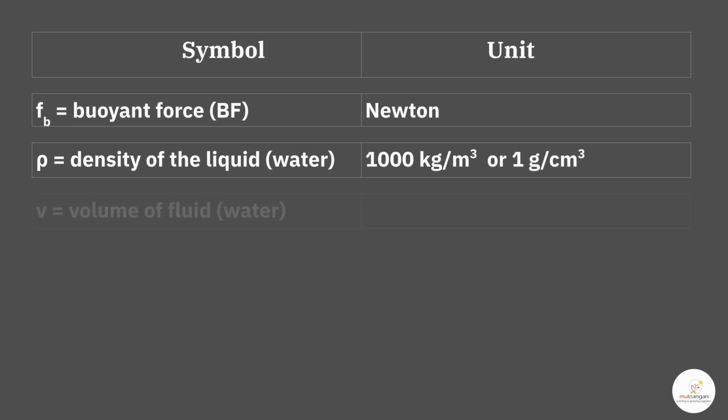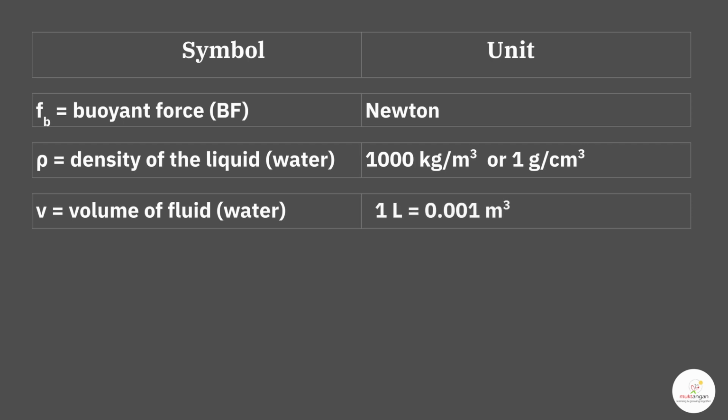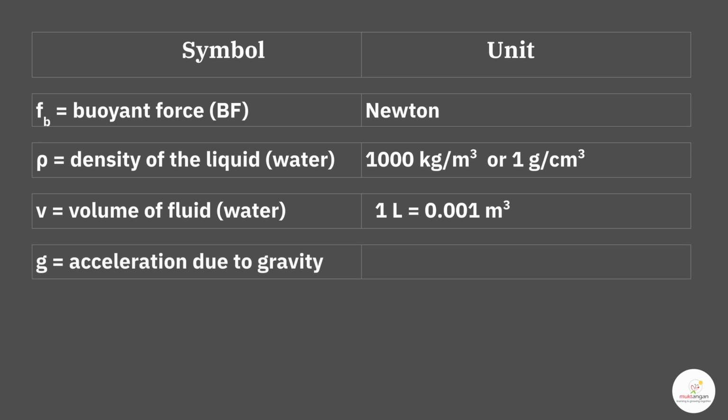Number 3 is V. V is the volume of the fluid. Again, our fluid is water, which is 1 liter. And 1 liter, as you know, equals 0.001 meter cube. And the last one is g, acceleration due to gravity, and of course the value of it is 9.8 meter per second square, which is a constant value.